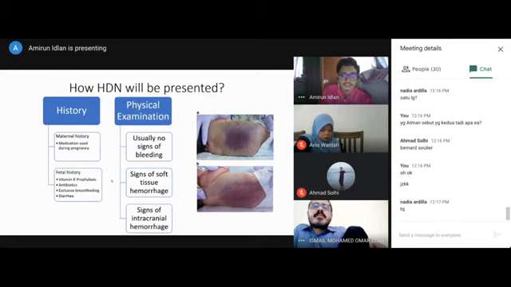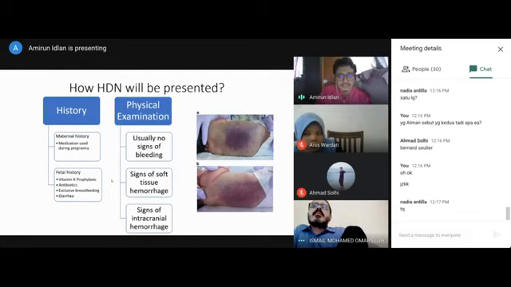For physical examination, usually in vitamin K deficiency bleeding, there are no signs of bleeding. However, in moderate and severe cases, there will be signs of soft tissue hemorrhage such as ecchymosis, like you can see in the slide. And then signs of intracranial hemorrhage, which we can see if the baby has a bulging fontanelle, neonatal seizure, or apnea.